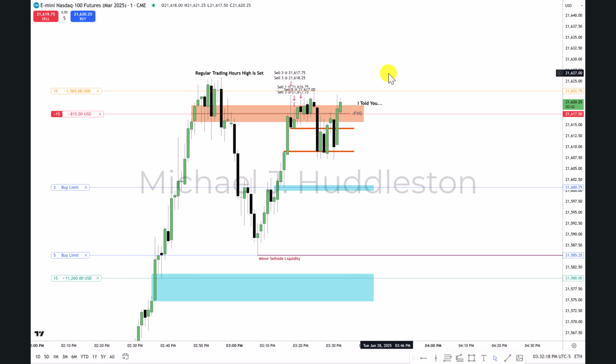Come on, TradingView, you're lagging. Okay, well, I just typed it and it's not reflecting on there, so they're glitching out here. Tighten your game up, TradingView.